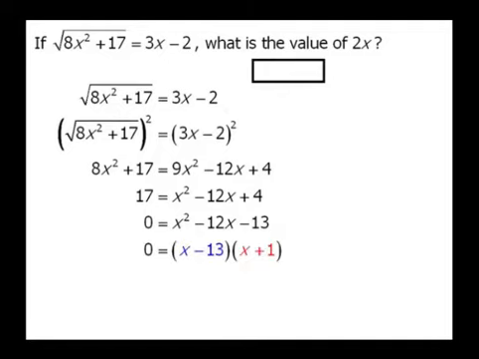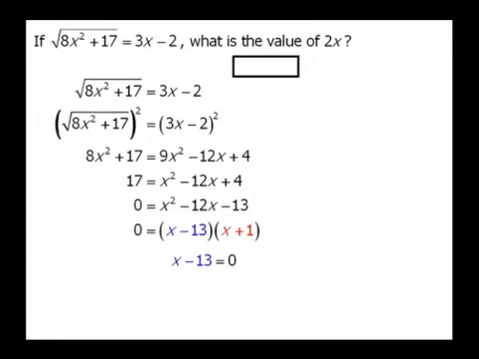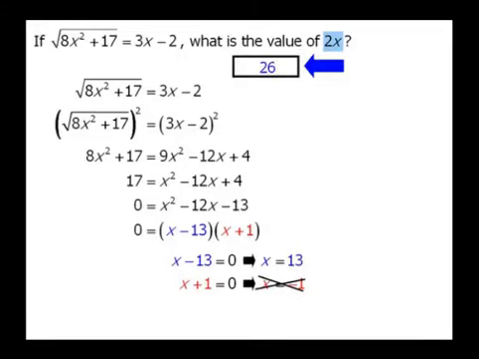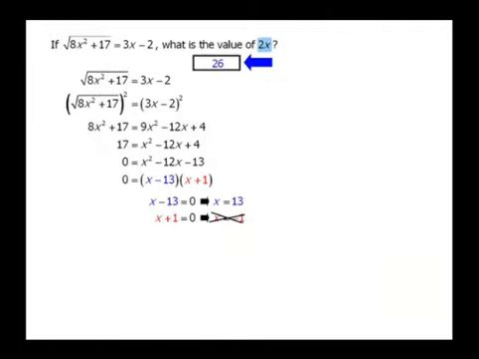Now, if x minus 13 times x plus 1 equals 0, then either x minus 13 equals 0 or x plus 1 equals 0. If x minus 13 equals 0, then x must equal 13, and if x plus 1 equals 0, then x must equal negative 1. At this point, it appears that we have two different solutions. However, when we check our solutions, we see that the second one here is an extraneous solution. So there's only one solution, x equals 13. Now before we go up here and enter 13, we should recognize that the question asks us to find the value of 2x. So since x equals 13, 2x must equal 26. So this is our answer.